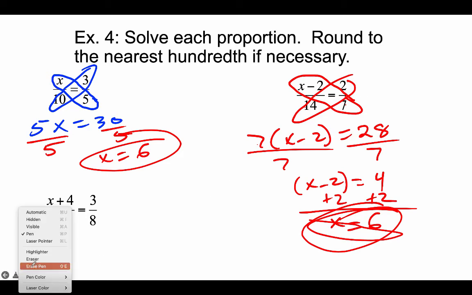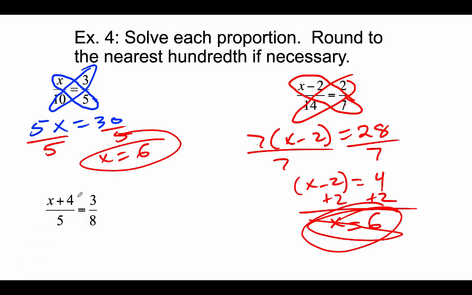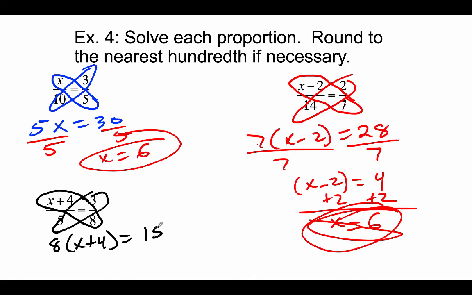Let's change the color again because I'm getting bored with these colors. Black. If I was doing this problem, I would do this first. 8 times x plus 4 equals 15. Oh, this sucker is nasty. I'm not going to divide because I would have a fraction over there. So let's wait till the end to have our nastiness show up. 8x equals 32. Whoa, that's not right.